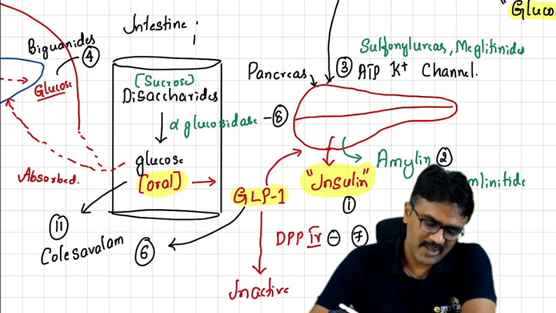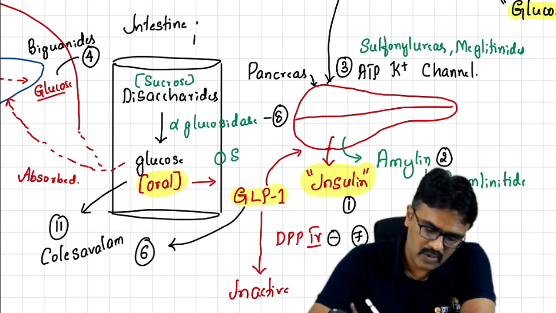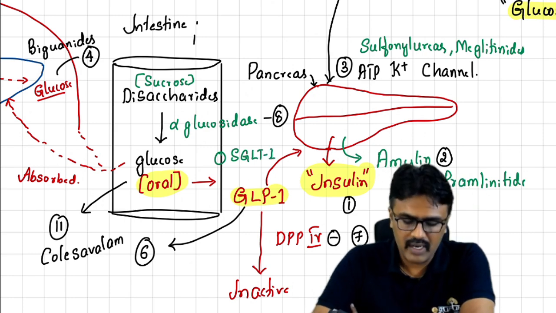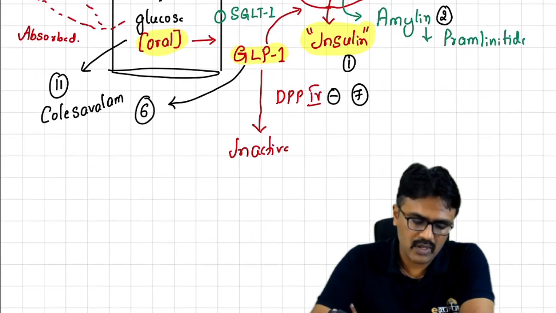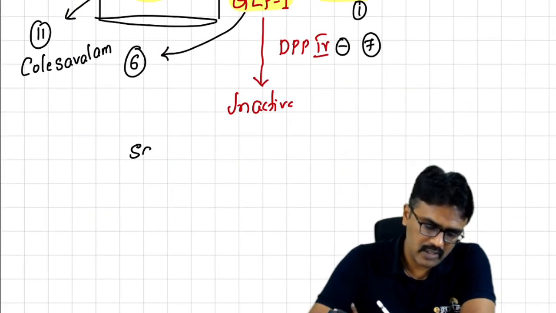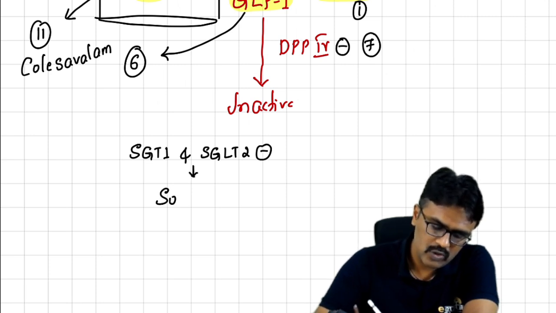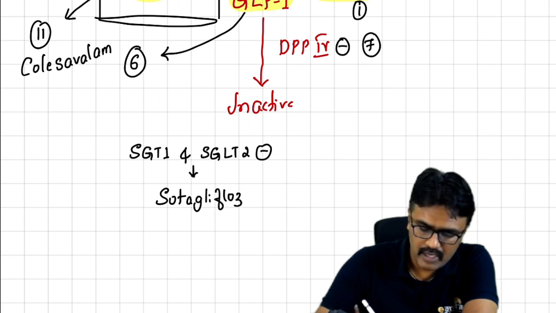Now later they also discovered that this glucose is absorbed from the intestine by one more, that is called sodium glucose transporter 1. So later they found out that sodium glucose transporter 1 and 2 can be inhibited. Sodium glucose transporter 1, that is in the intestine, and 2 in the kidney, can be inhibited by a drug called sotagliflozin. So this is one more target.